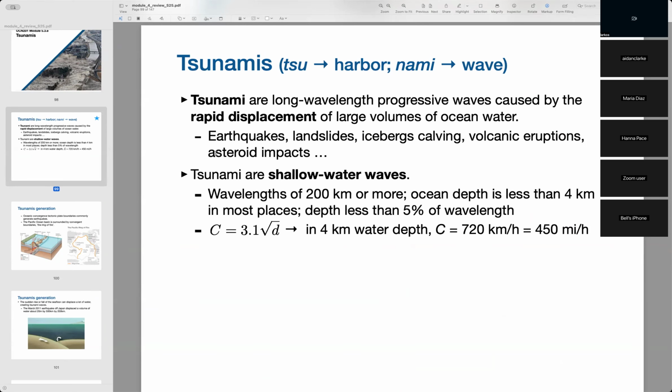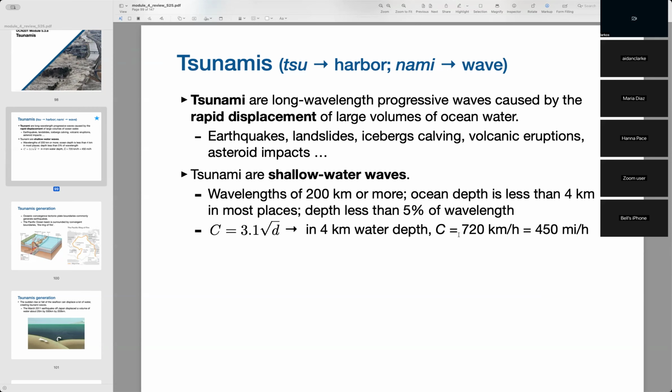These are shallow water waves, and they are shallow water waves even in very deep ocean water of 4 kilometers depth because their wavelength is so long. Their wavelength is 200 kilometers or more, so the wavelength is much larger than the water depth, and so they are shallow water waves. The speed, therefore, depends on the square root of the depth.